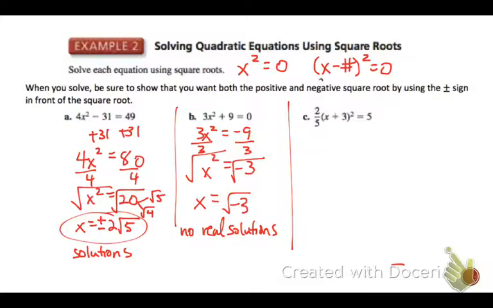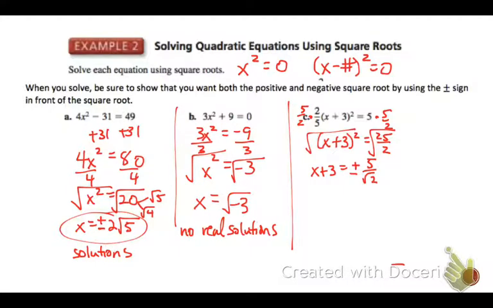Now C, let's start by multiplying each side by the reciprocal. So x plus 3 quantity squared equals 25 halves. We'll take the square root of both sides. The square root of an expression squared is just that expression. And we'll get plus or minus the square root of 25, which is 5, over the square root of 2.